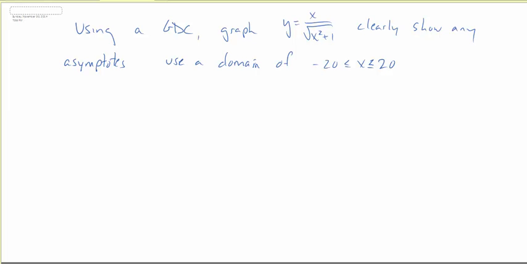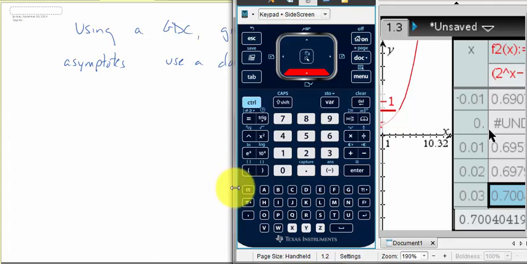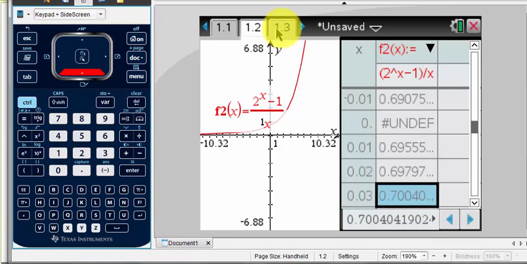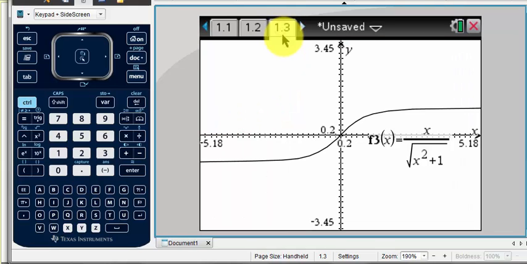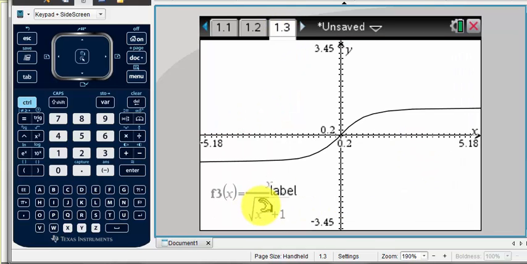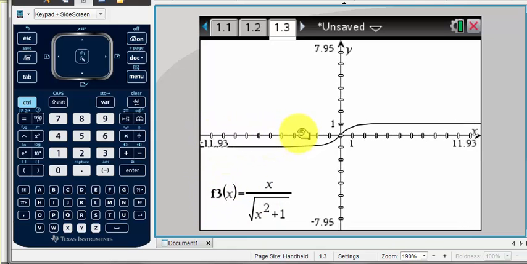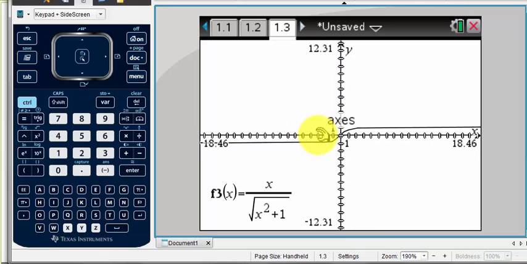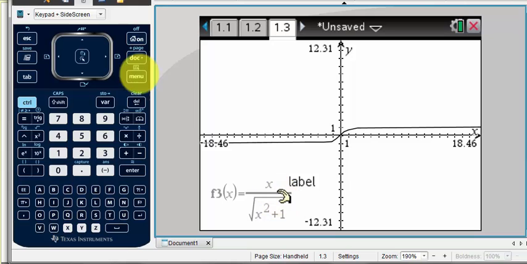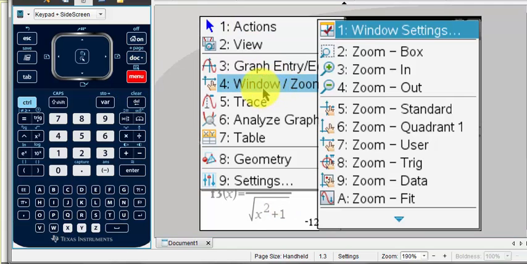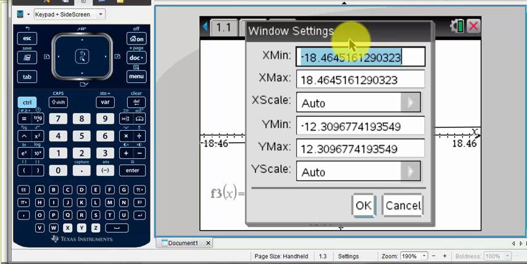Last example here, using a graphical display calculator, graph y equals x over the square root of x squared plus 1. Clearly show asymptotes and use a domain of negative 20 to 20. So, graphing calculator, here we are. There is our curve. And we want to graph it from negative 20 to 20. And we could come in and grab the axes. And, wow, that doesn't do a whole lot because it shrinks the whole graph.